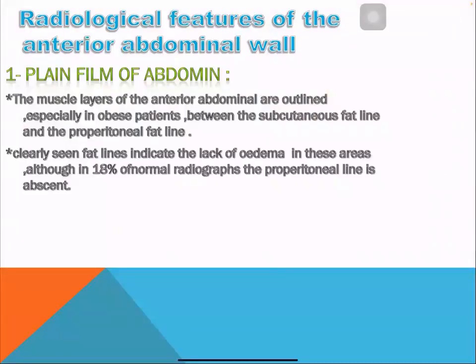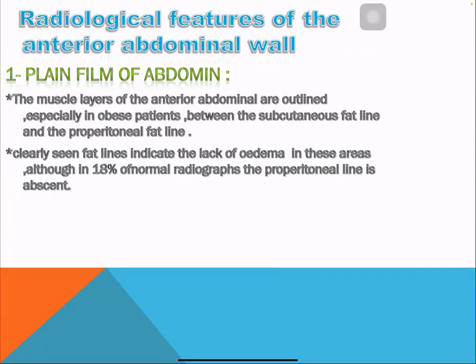Radiological features of the anterior abdominal wall, starting with the plain film of the abdomen. The muscle layers of the anterior abdomen are outlined, especially in obese patients, between the subcutaneous fat line and the properitoneal fat line. However, clearly seen fat lines indicate the lack of edema in these areas, although in 18% of normal radiographs, the properitoneal line is absent.